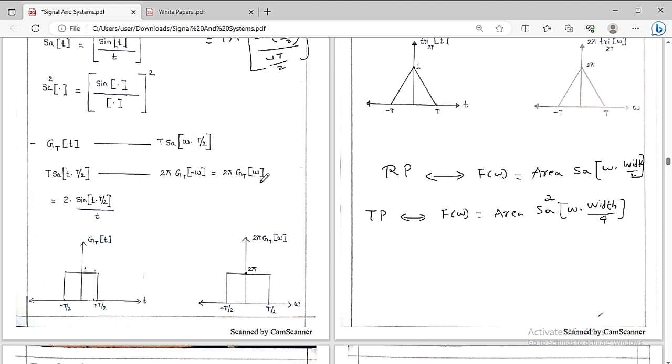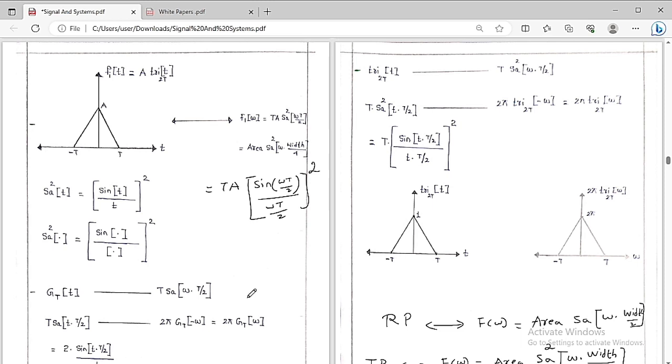So if I draw the graph, what I am going to get is a magnitude of 2 pi for a width of T, which means here plus T by 2 and minus T by 2, in the frequency domain, omega. This is what I am trying to tell you.